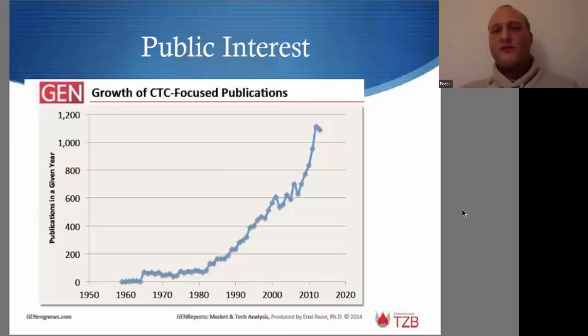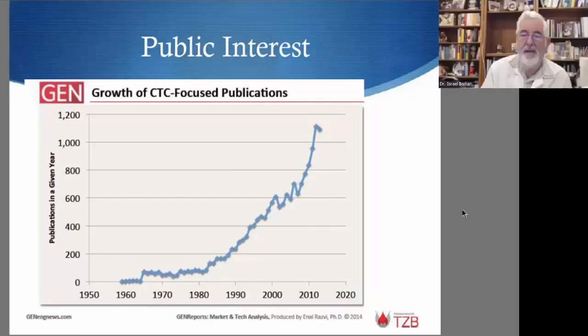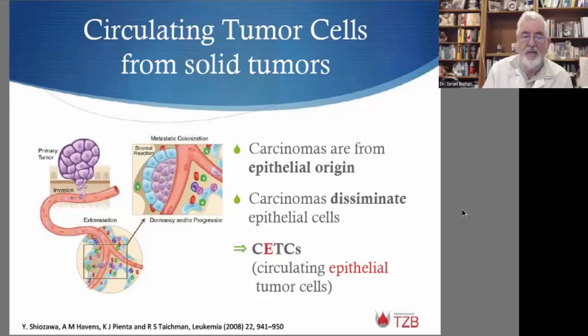We have a public interest in circulating tumor cells. But before that, if I may ask you a question: could you tell which type of cancer it is, or all you know is cancer? Could you say breast, colon, prostate?